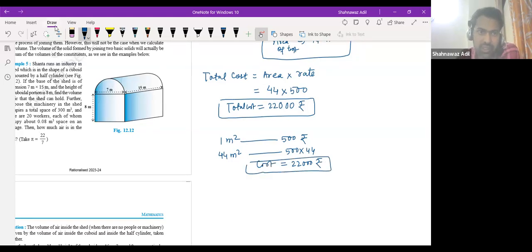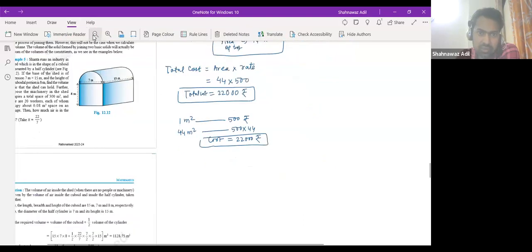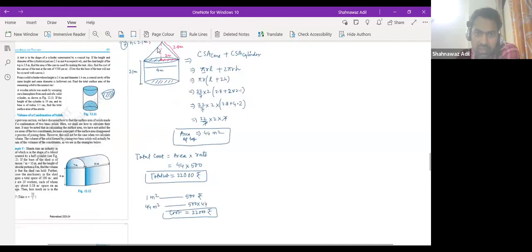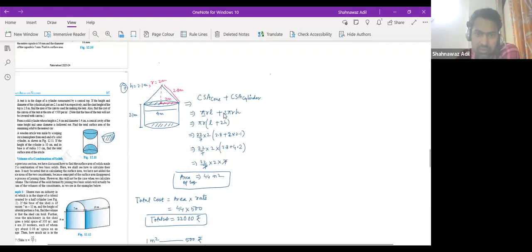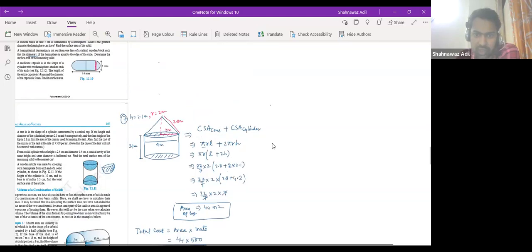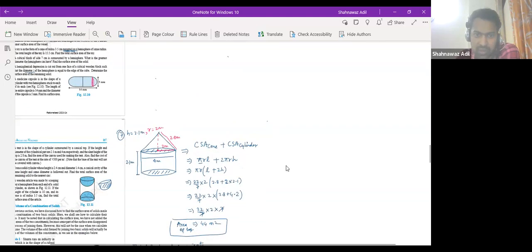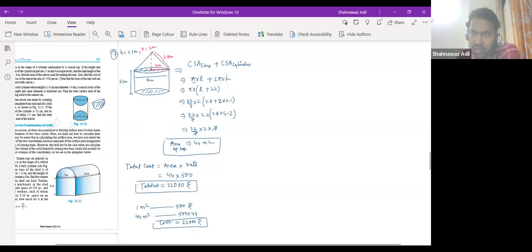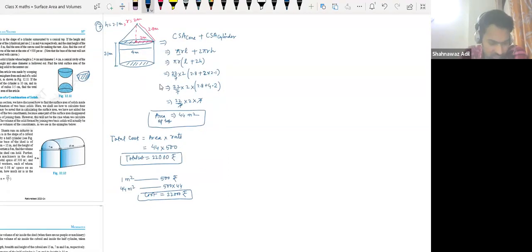Is this thing clear, guys? Is this thing clear? Yes, guys, is this thing clear? Yes, sir. Okay, then please note down this part, and I guess then we can start with the volumes also, right? Okay.